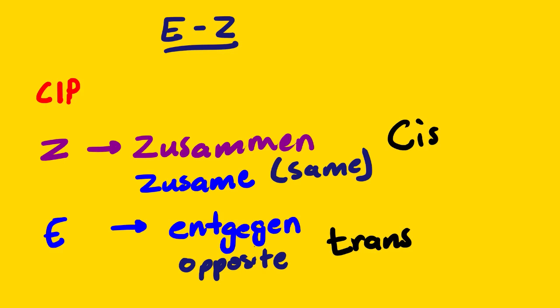E is when we have alkenes that have the groups of the highest priority on the opposite side. And Z is when we have alkenes that have the groups of the highest priority on the same side. Let us look at examples so that we can explain this in detail.